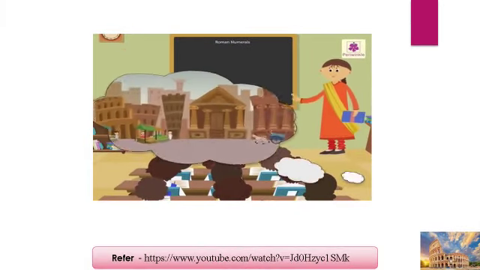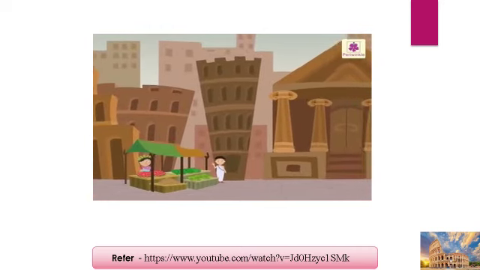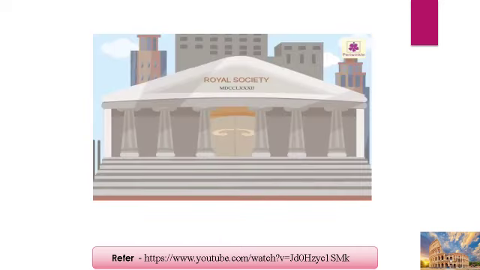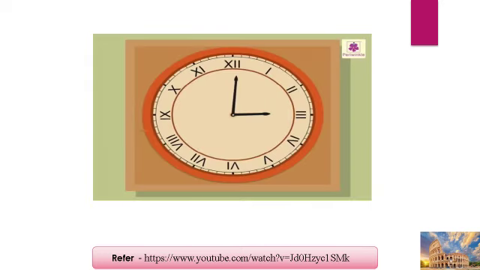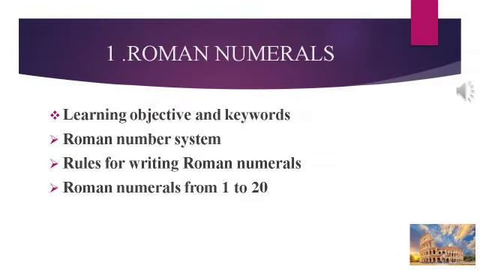We know that the ancient Romans used letters to write numbers. Even today, the building date on monuments and public buildings is marked in Roman numerals, and we also use Roman numerals in clocks and watches. Let us learn Roman numerals. Before we start, let us discuss the learning objective and keywords of today's lesson. We will study the Roman number system, rules for writing Roman numerals, and Roman numerals from 1 to 20.